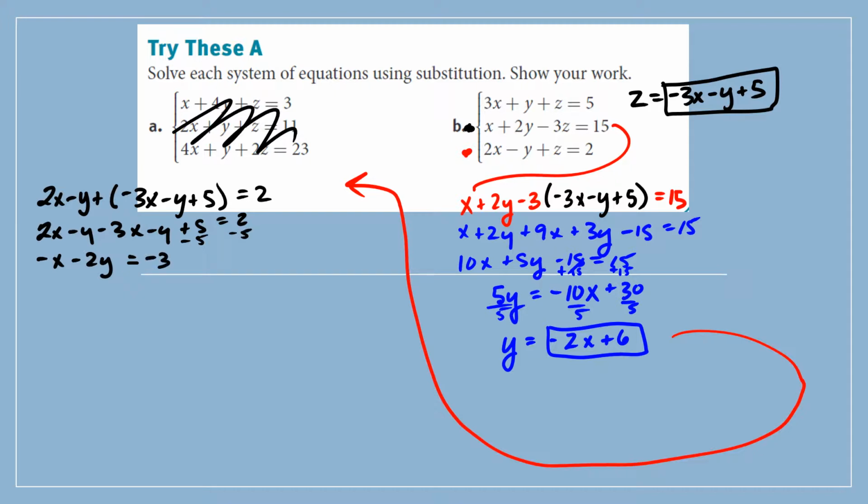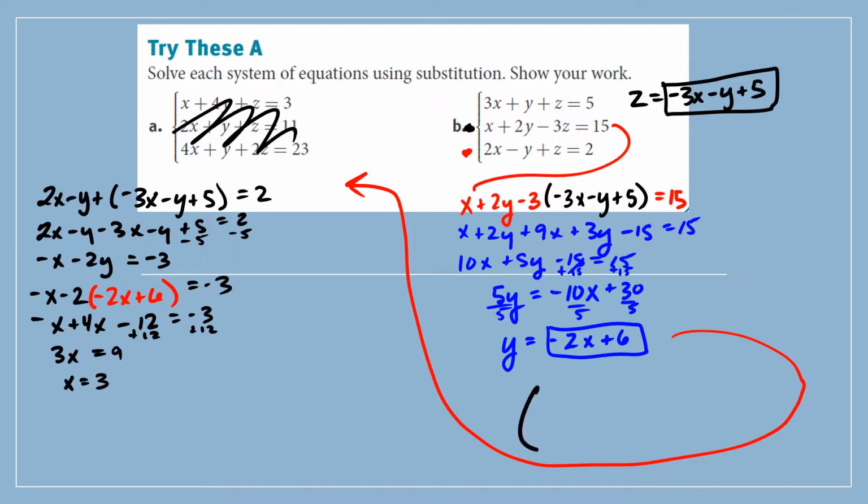Now I can plug y in, so negative x minus 2 times y is negative 2x plus 6. And that needs to equal negative 3. So negative x plus 4x minus 12 equals negative 3. So 3x equals, and if I add 12 to both sides, I'll get 9. So x is going to equal 3. So 3. And then I can plug that 3 in right here for my y.